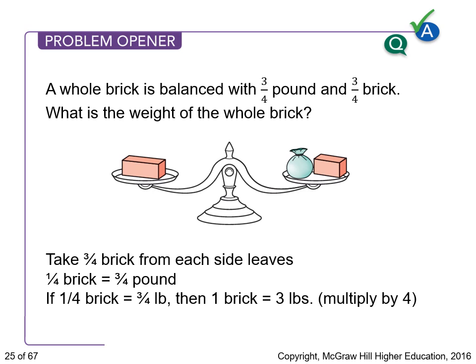And now we're back to that problem we started with. If we know that a whole brick balances 3/4 a pound and a 3/4 brick, the first thing I would do would be to take 3/4 a brick from each side. That leaves 1/4 of a brick on the left equal to 3/4 of a pound. If 1/4 of a brick is 3/4 a pound, I need to multiply that by 4 to get a whole brick, which leaves me with 3 pounds.